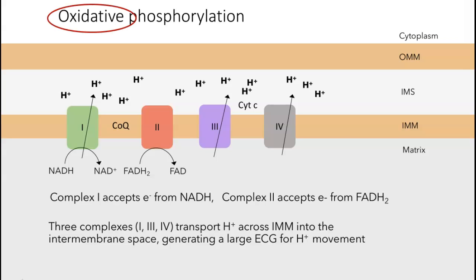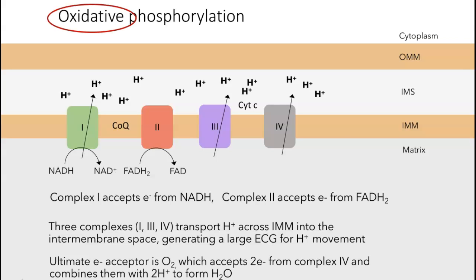Finally, you might be wondering about the word oxidative. Well, that reflects the fact that the ultimate electron acceptor for the electron transport chain is molecular oxygen. It's going to accept two electrons from complex 4, combine them with two protons from the matrix in order to form water, the final product.